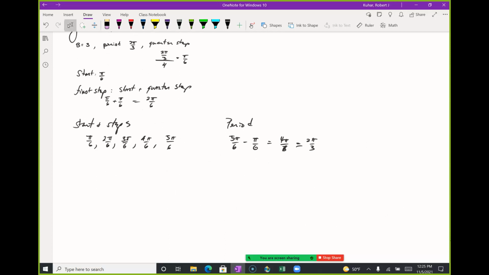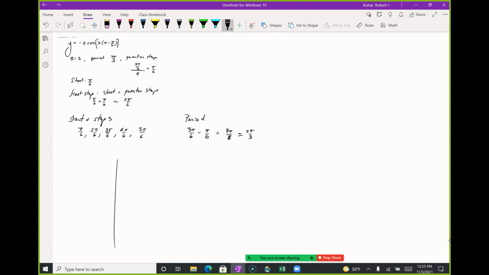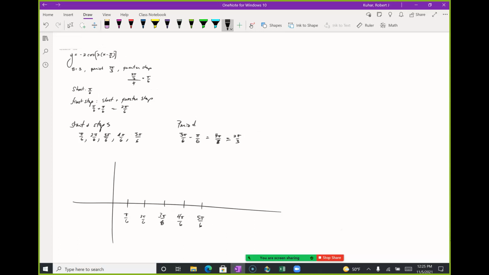All right, I'm ready for my picture. I know I need pi over 6's. I know I have to start at the 1 and end at the 5. So pi over 6, 2 pi over 6, 3 pi over 6, 4 pi over 6, 5 pi over 6. This one was a little easier than what I did on Wednesday, so make sure you watch that video.